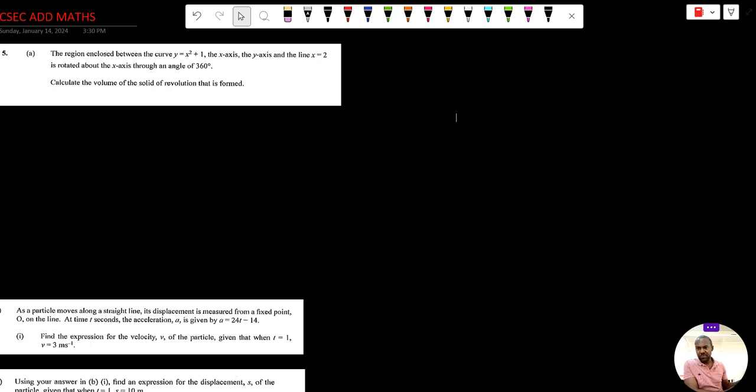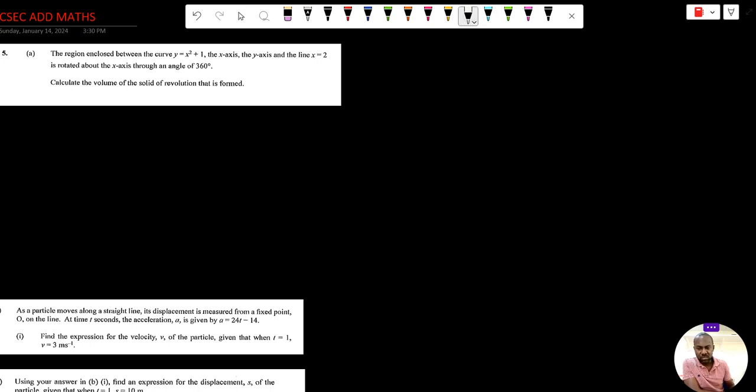So the first part of question 5 says the region enclosed between the curve y equals x squared plus 1, the x-axis, the y-axis, and the line x equals 2 is rotated about the x-axis through an angle of 360 degrees. Calculate the volume of the solid of revolution that is formed.